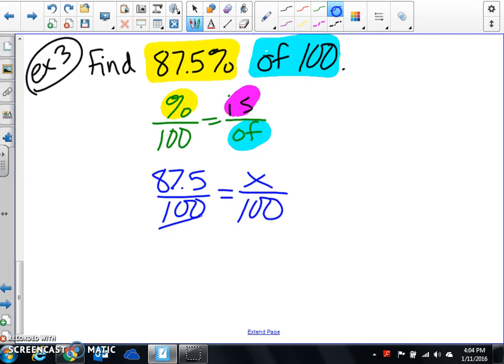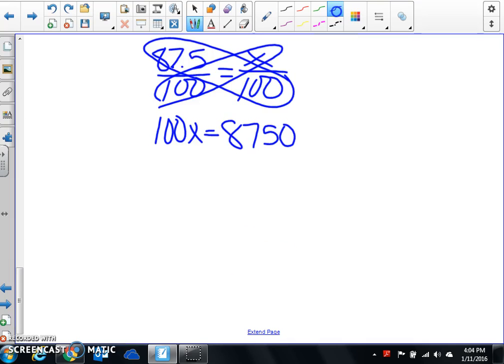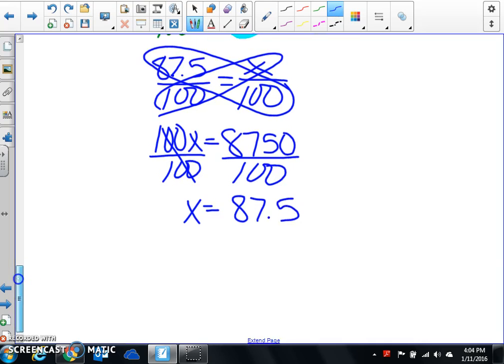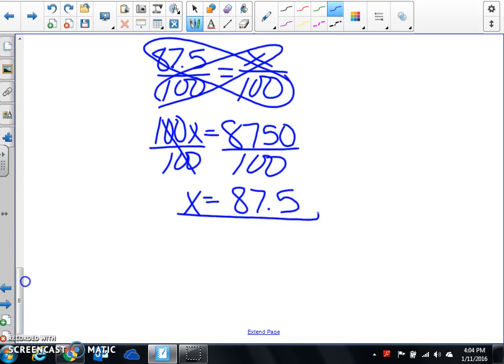Now I can cross multiply. 100 times x is 100x. 87.5 times 100 is 8750. And then I divide both sides by 100. So x equals 87.50, or just 87.5. And remember, they're just telling me to find the number. So that's it.